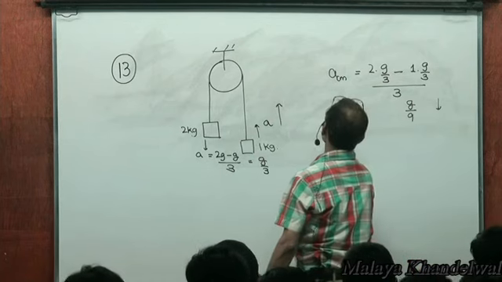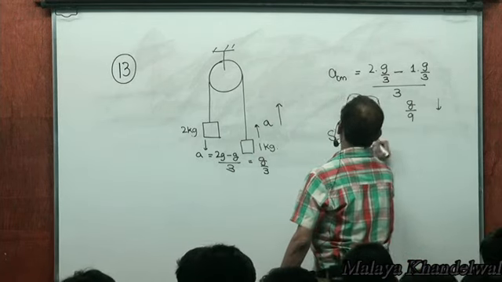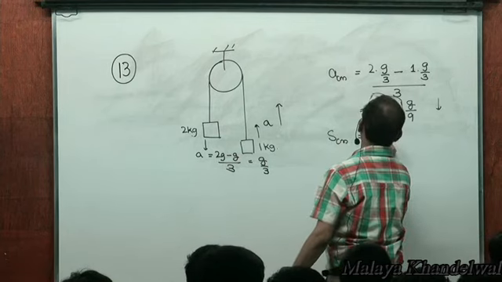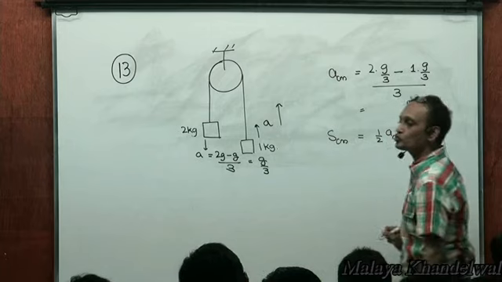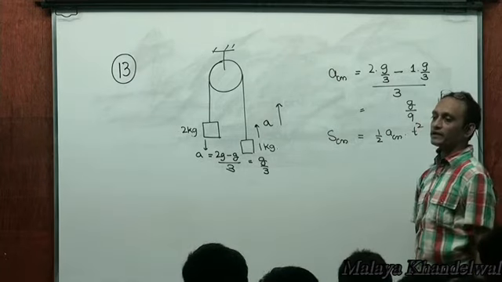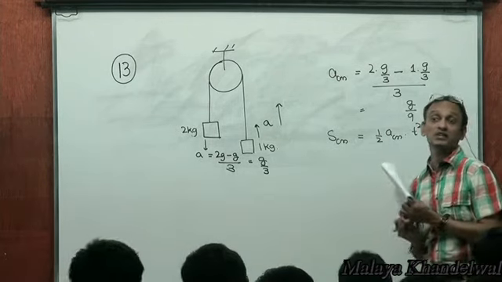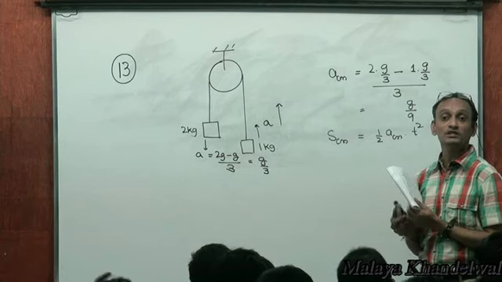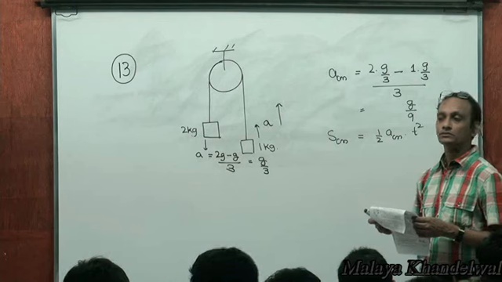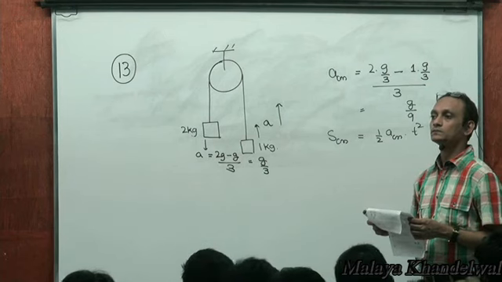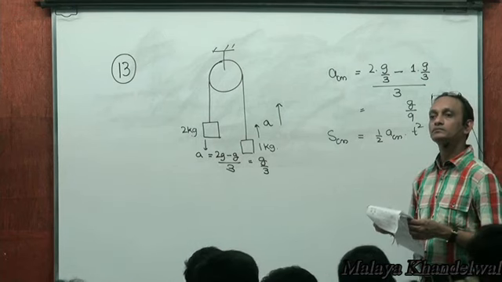Therefore the distance traveled by the center of mass in 2 seconds would be half of ACM into t squared. T is 2 seconds, ACM is this. Plug in to calculate the vertical displacement downwards of the center of mass of the unit. Got it?